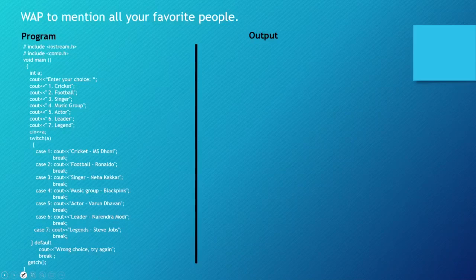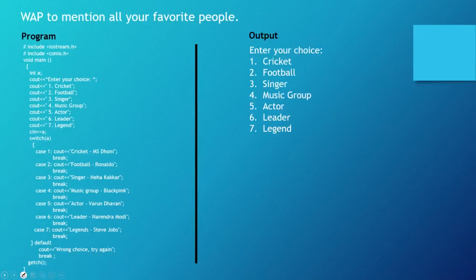In this screen there are two sections, left hand side the entire program and right hand side the example output. Now let's see what gets printed on the screen first. All the print statements get printed. So this is what you see on the screen, meaning the 7 options to select from. Let's say I enter 1. I get the favorite person as MS Dhoni.